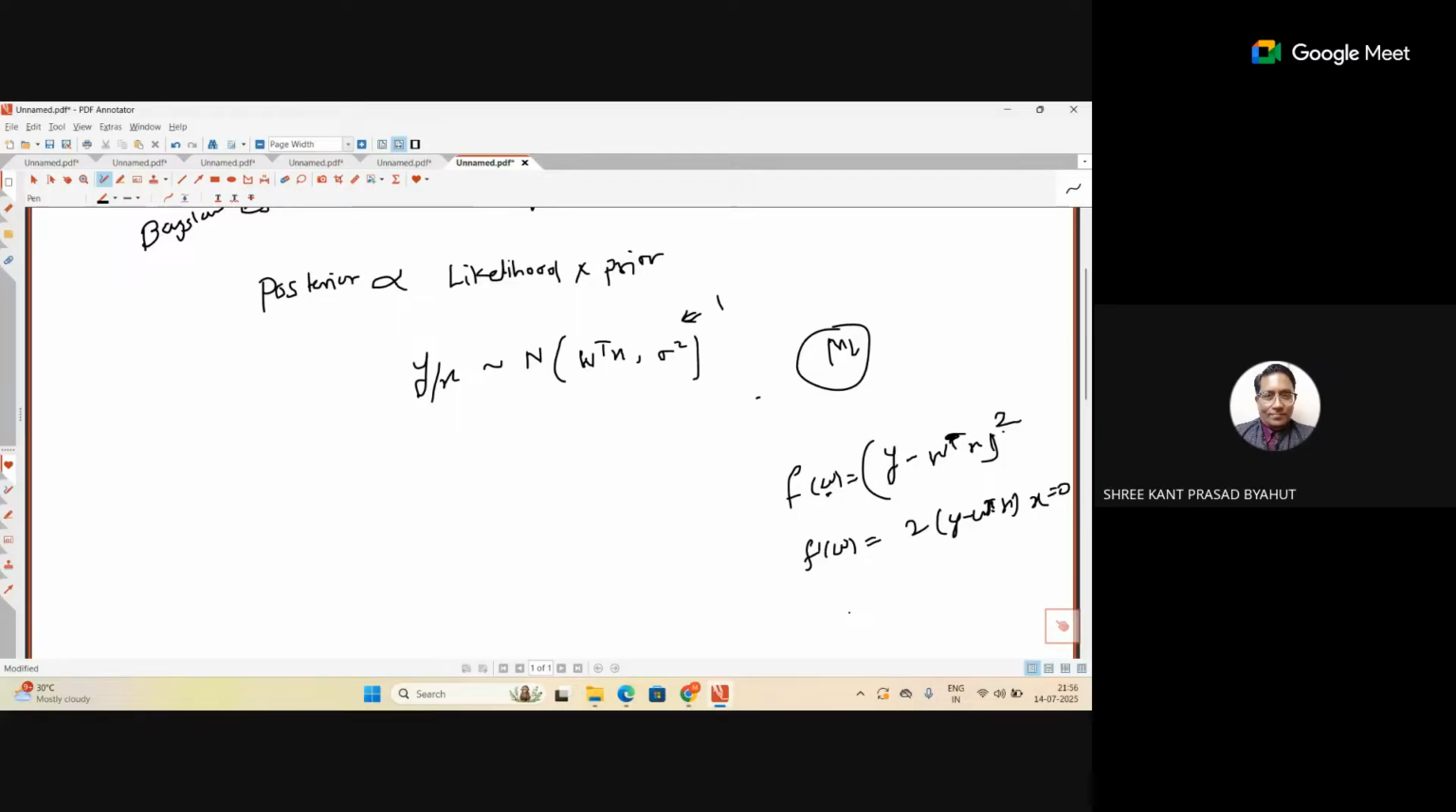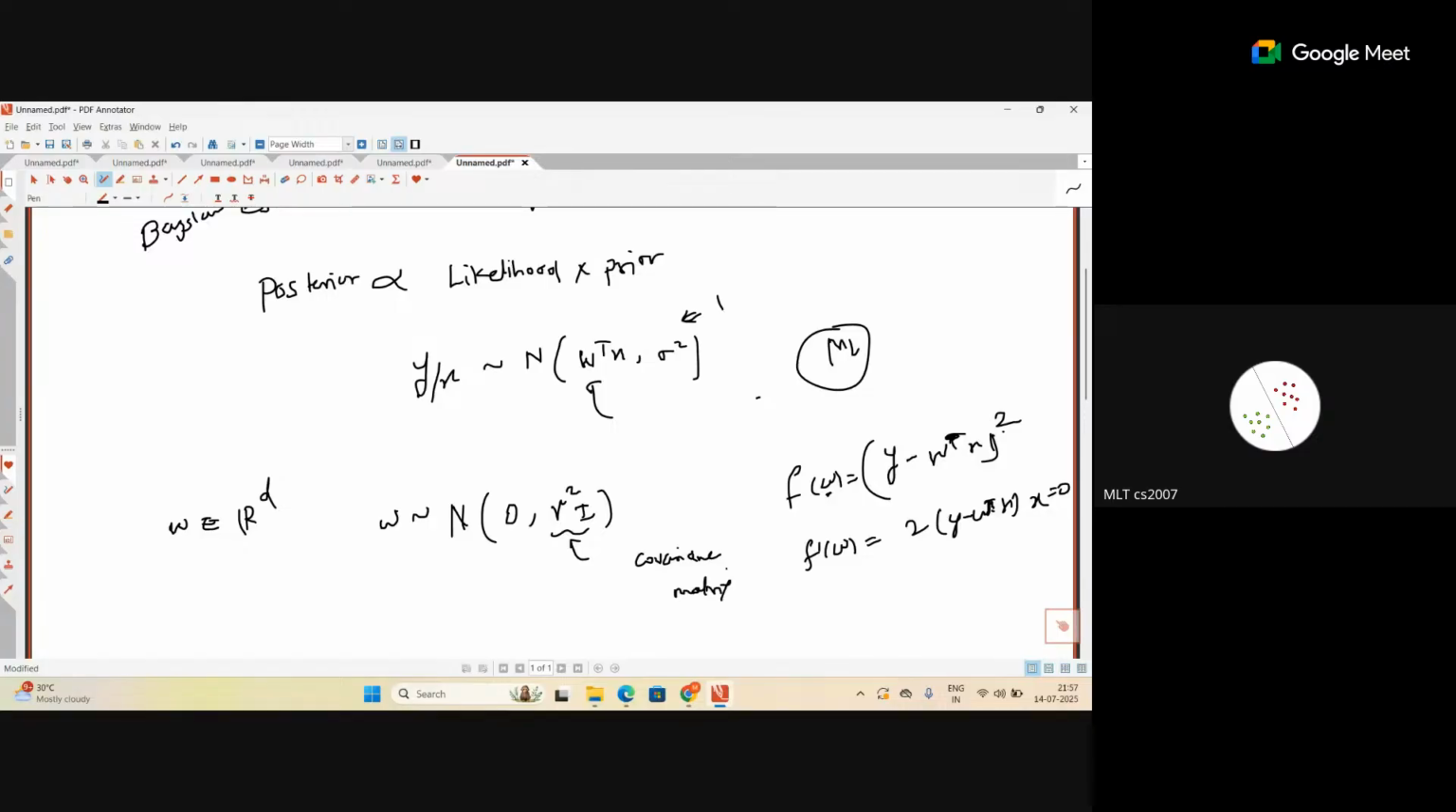But now what I'm saying is, I know from prior experience that this W has some distribution. W is a random variable with a normal distribution with mean 0 and some variance gamma square I. This W is in R^d, so if I think of W in R^d, it will be a covariance matrix.